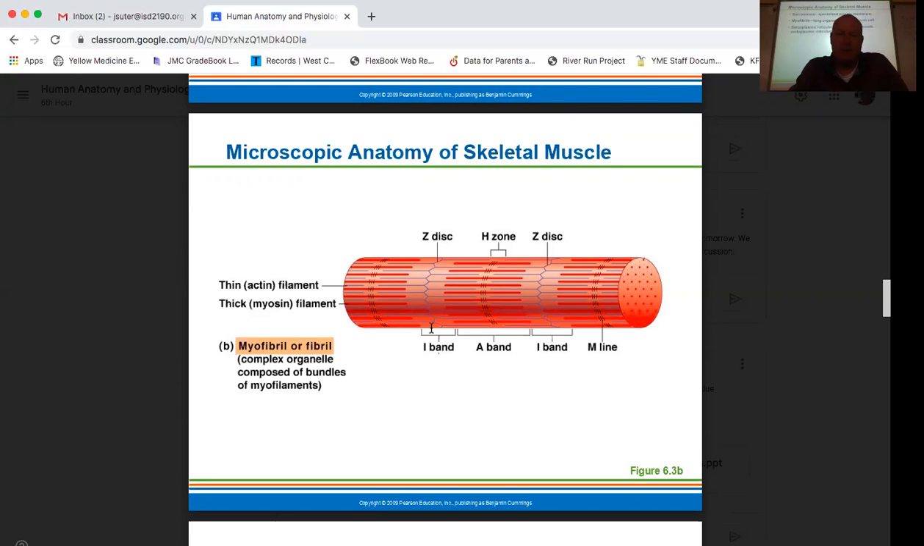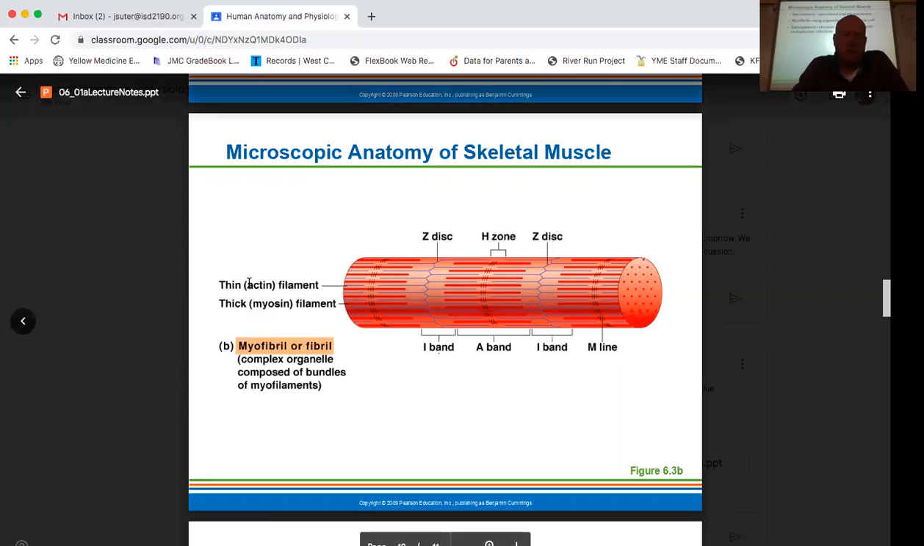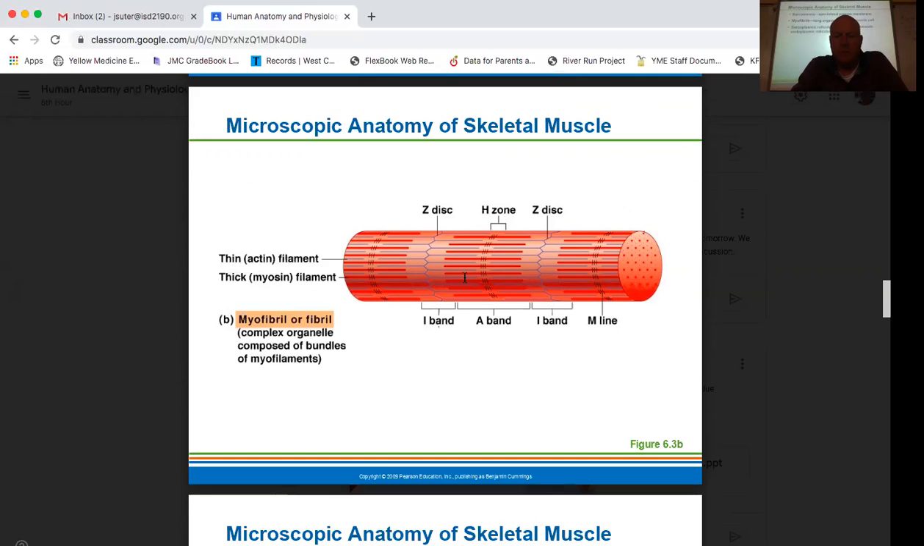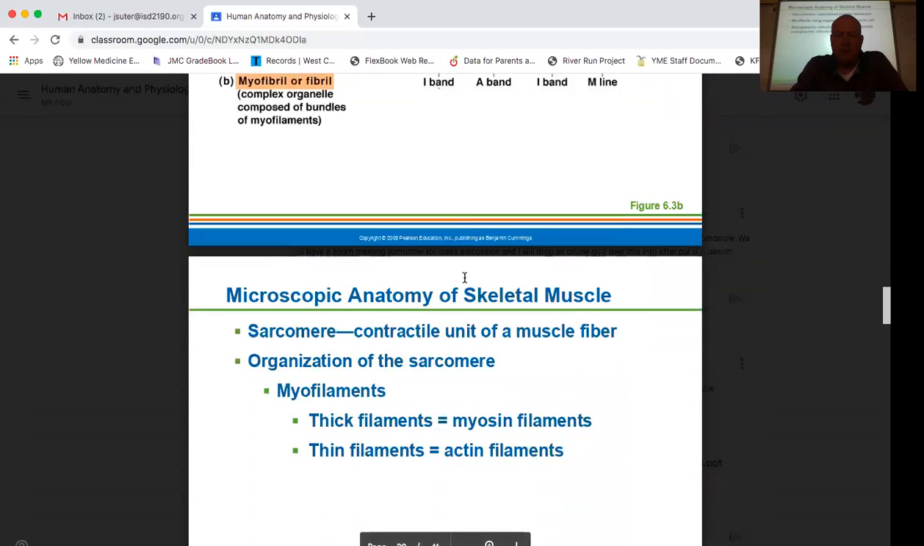So there's a lot going on here. The M line, which is located here, goes right down the middle of the H zone, and that's the portion where the muscle actually contracts. Again, this will all probably make more sense as we start putting these things together later this week. But this is going to be one of those things that you're going to want to ingrain in your brain and get to know the thin actin filaments and the thick myosin filaments as we go.